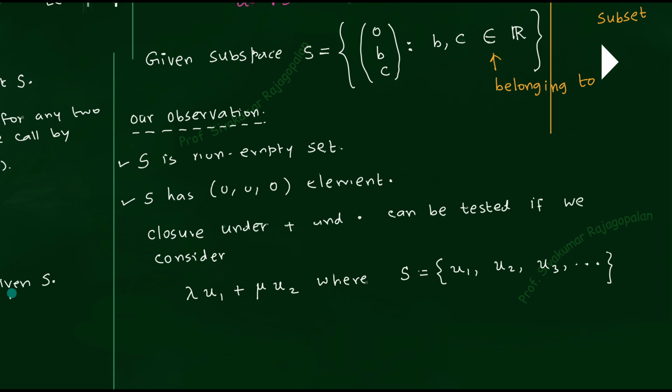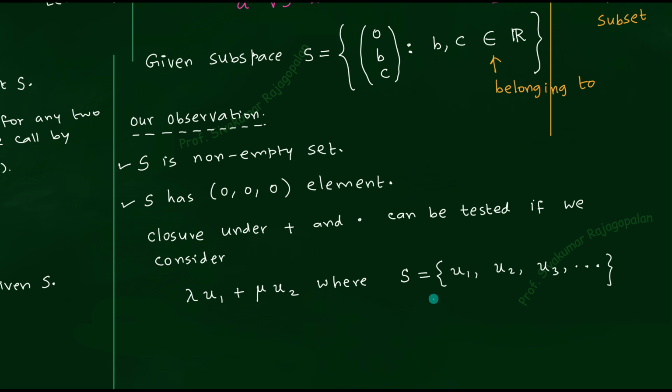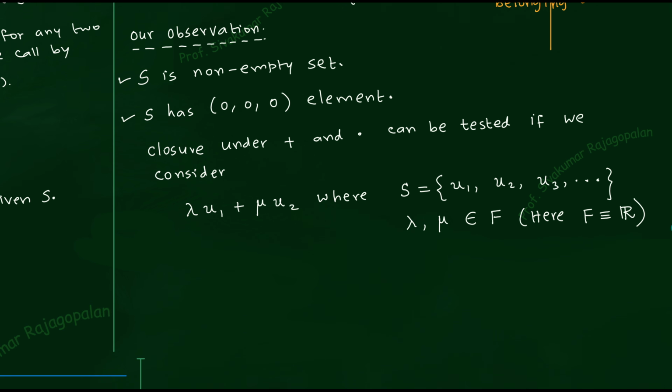Okay, let us now continue here. Okay, so now it is clear. Let me therefore write down what this lambda and mu are. Lambda and mu have to come from the field, and here the field is the real number space, double-struck R. This is not R3 once again. The field is R only.